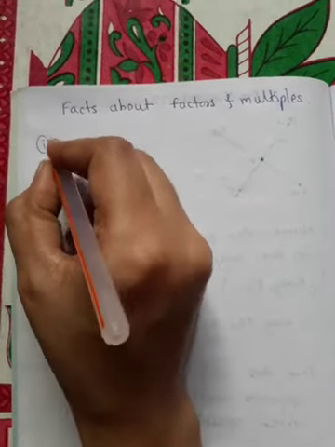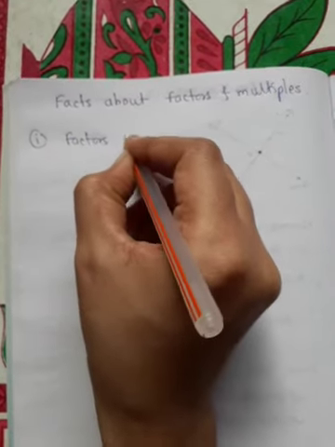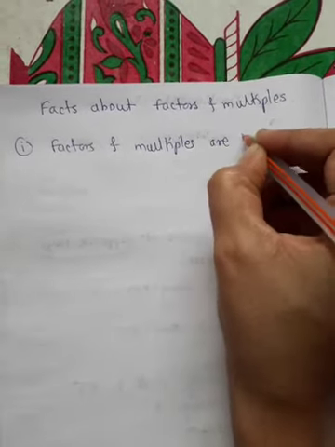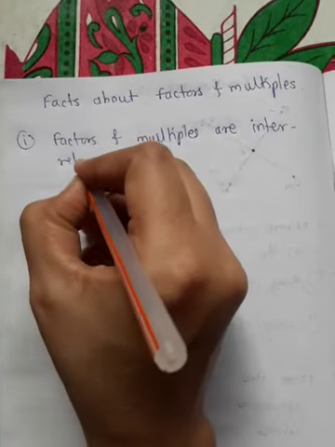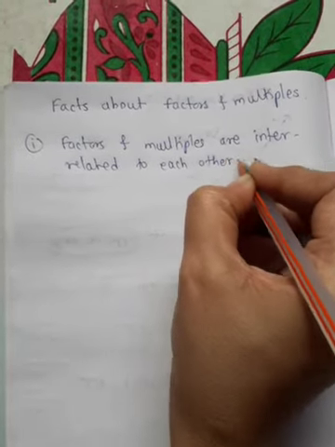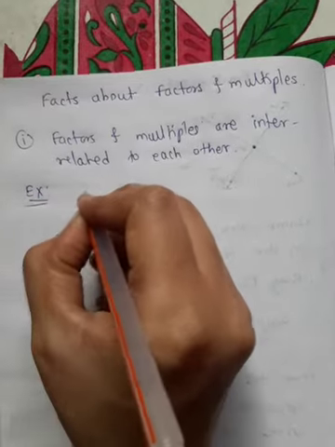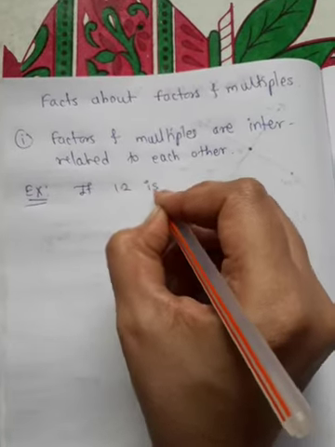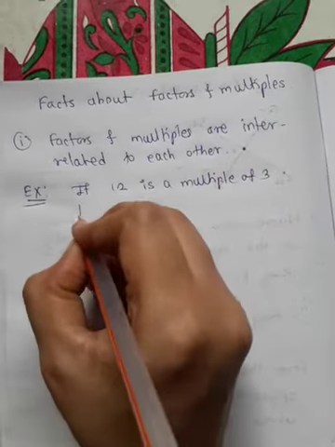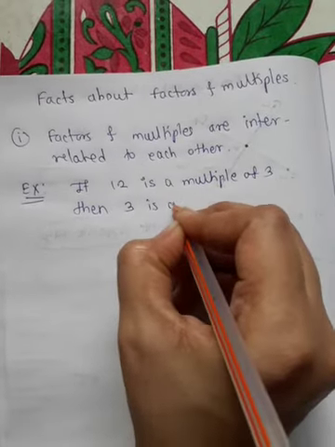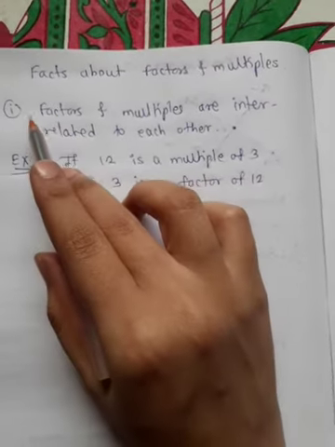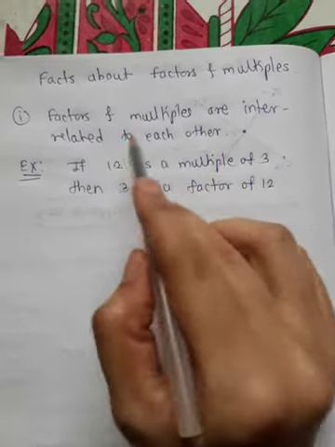Now the very first property is that factors and multiples are interrelated to each other. Take an example of this property: if 12 is a multiple of 3, then 3 is a factor of 12. See here, the very first property is that factors and multiples are interrelated to each other.